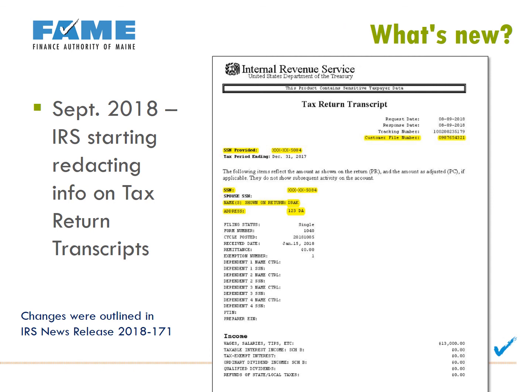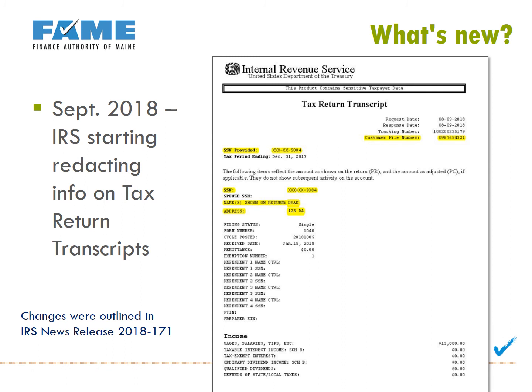So what's new? There's always something new, right? Our jobs are never boring. Starting in September 2018, the IRS started redacting information on tax return transcripts. So they had been sending out tax returns with personally identifiable information on it, and we want to try and keep that safe if possible. So they started masking part of the SSN. They only showed the first 4 characters of the last name and part of the address.